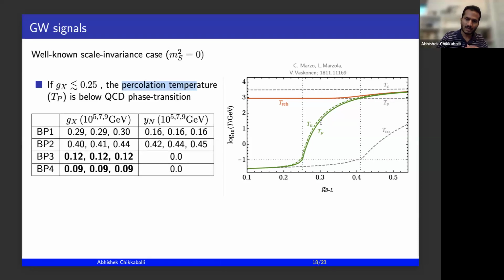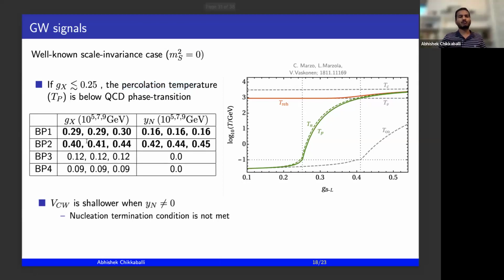And here, as you can see, when the gauge coupling is below this critical value 0.25, then the percolation temperature is much below the QCD phase transition of 100 MeV. So in this scenario, we will not have gravitational waves that we are expecting. And this is the case for benchmark points 3 and 4, where the value of this gauge coupling is much smaller compared to 0.25, and we don't see any signal.